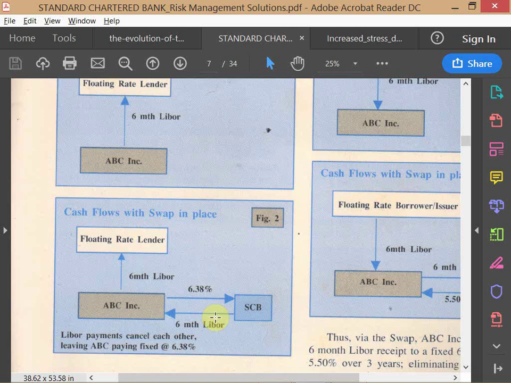So if they find that on the first payment date, the relevant 6-month LIBOR rate is 5%, and the fixed rate is 6.38%. In that case, what will happen is ABC will pay 1.38% to SCB. Is everyone clear? Because the LIBOR rate was fixed at 5% 6 months ago. So when we come to the actual payment date, the first payment date, we find that ABC owes 5%.